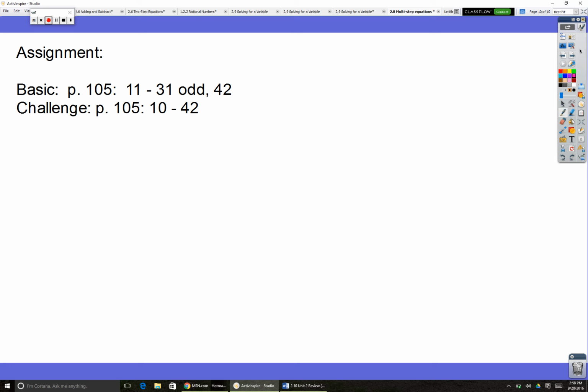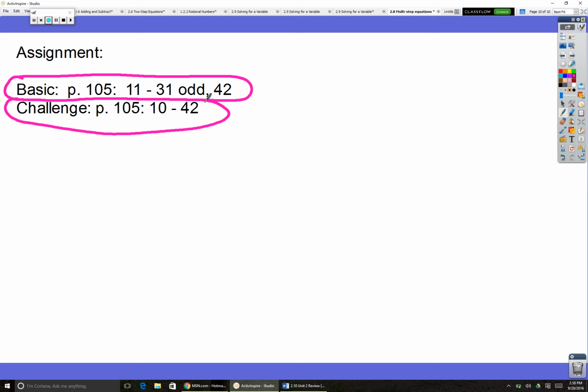Okay, your assignment: if you're in regular Algebra 1 class, your assignment is page 105, 11 through 31 odd, and also number 42. If you are in honors algebra, your assignment is the challenge assignment.